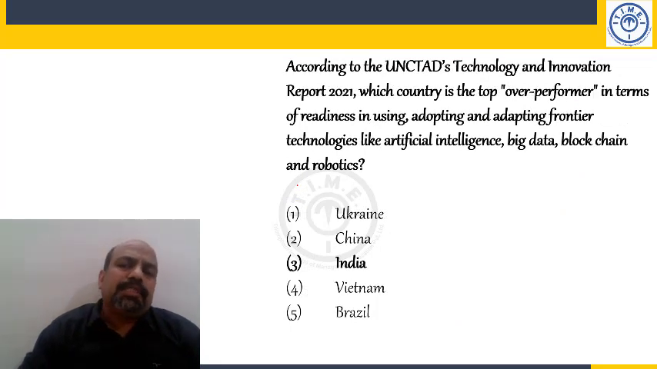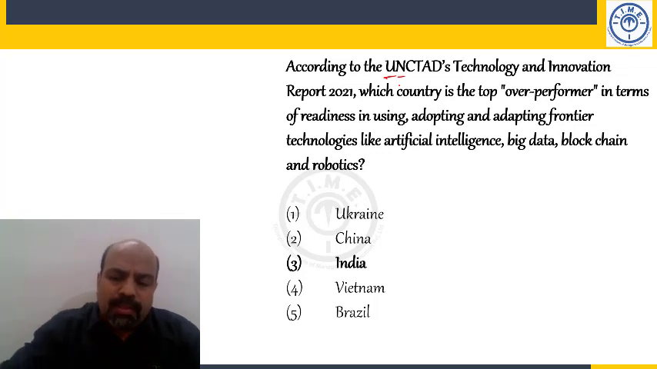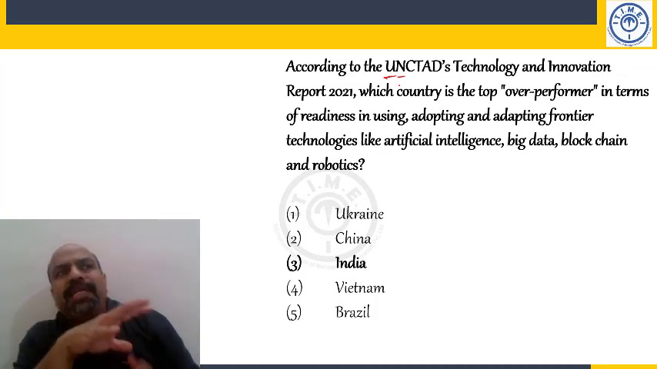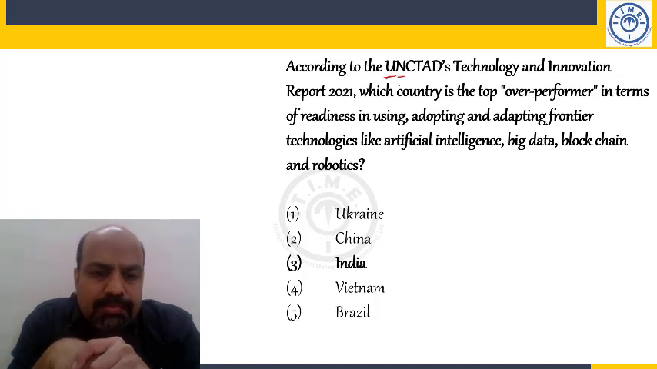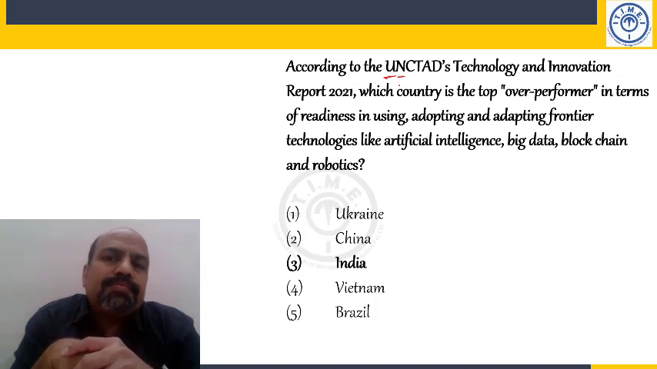According to the UNCTAD's technology, UNCTAD is United Nations Conference on Trade and Development. You could write this: United Nations Conference on Trade and Development. Dash, head office Geneva.